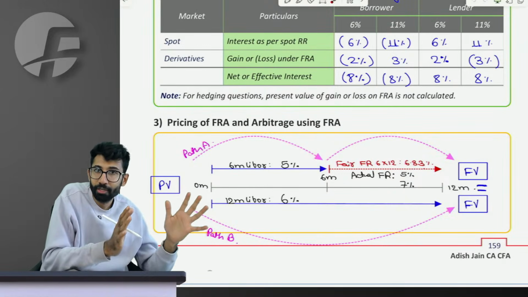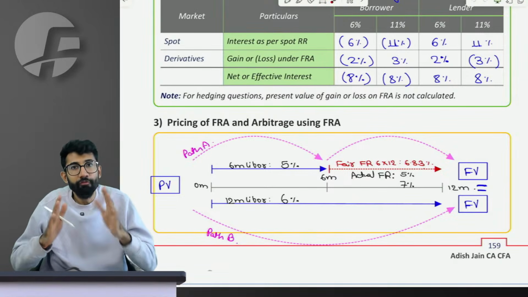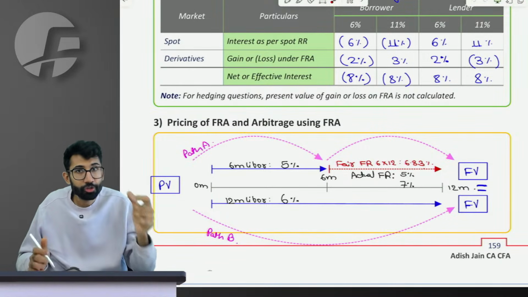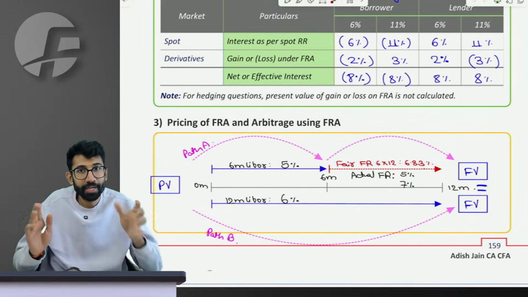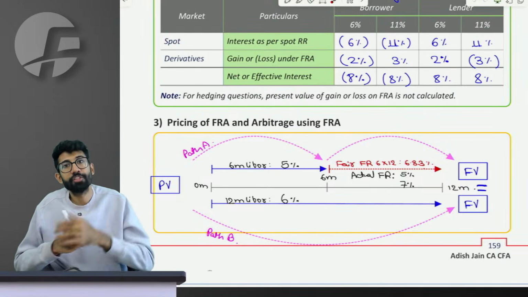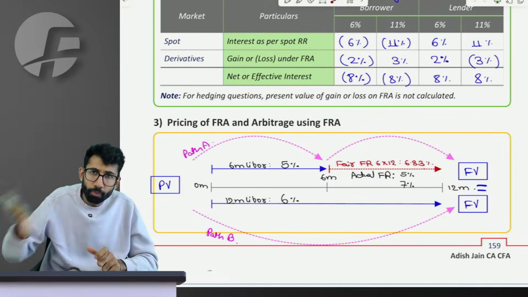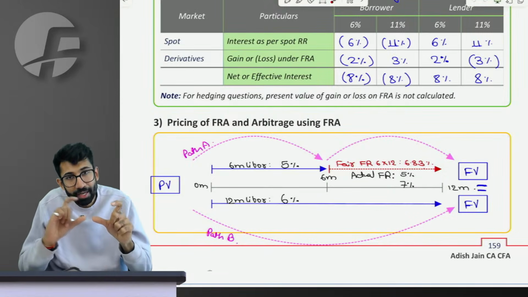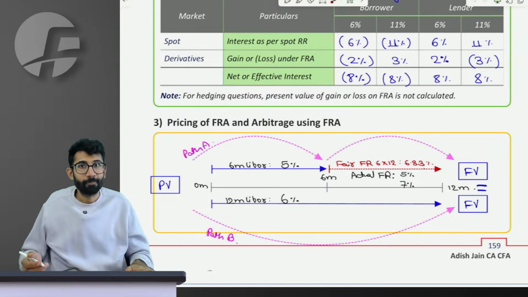Although we have discussed them in the derivatives one, quickly in 2 minutes, please understand. When something has a different price than how much it should be, then we call it mispricing. And whenever there is mispricing, we try to gain advantage of it by buying something, selling something, borrowing something, lending something. That process of buying and selling, borrowing and lending is called arbitrage.